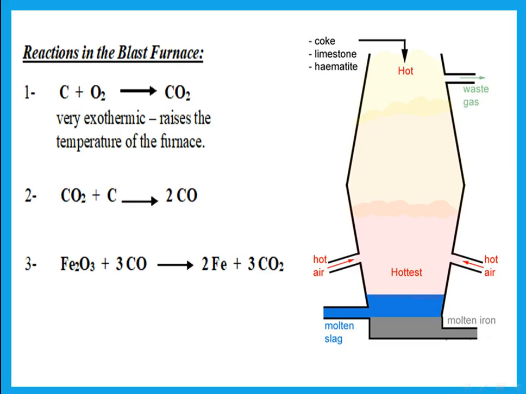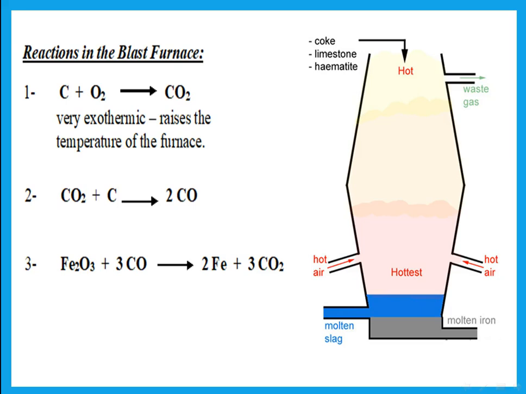So remember that this is the ore of iron. So the ore of iron is hematite. Okay, the carbon monoxide reacts with the iron oxide, which is the hematite. This forms iron, and the carbon monoxide is changed into carbon dioxide.